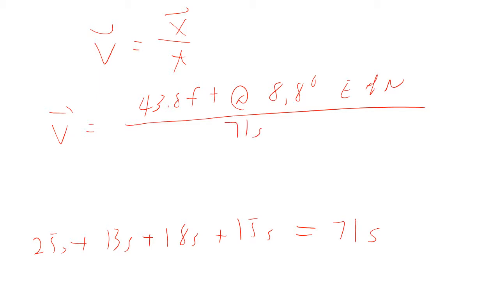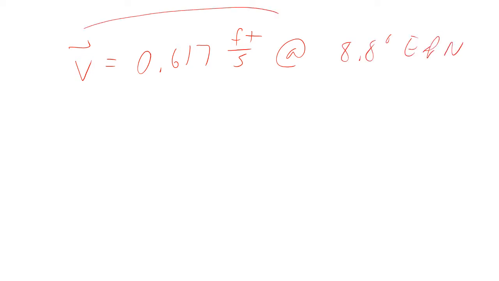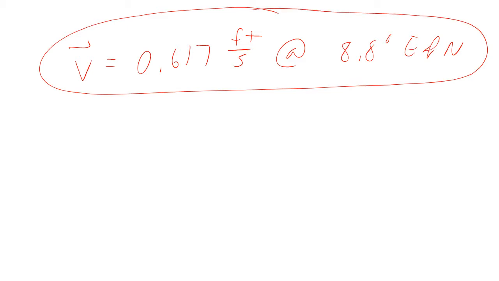Well, we don't change the angles. Time is a scalar, so it does not change the direction. Rather, it does change the magnitude, but it does not change the direction. So what we have is 43.8 feet divided by 71 seconds. So the velocity vector is going to be 0.617 feet per second at an angle of 8.8 degrees east of north. So that is the total velocity vector of what the dog did.